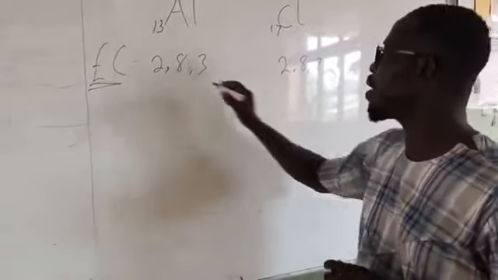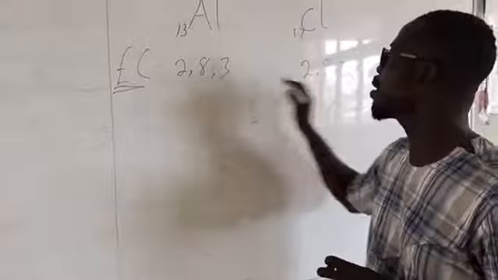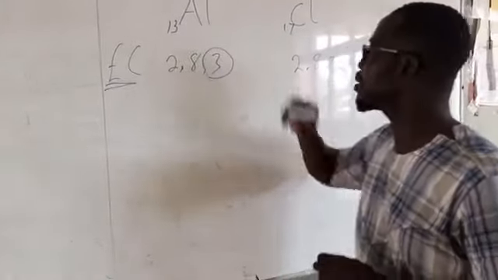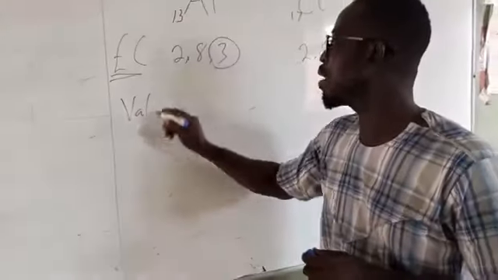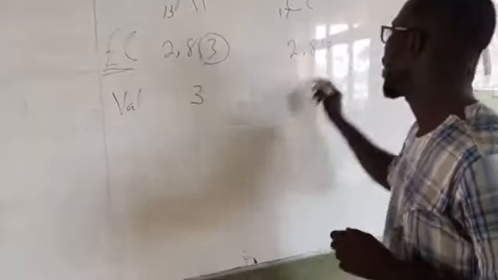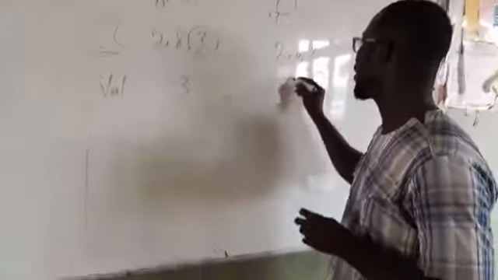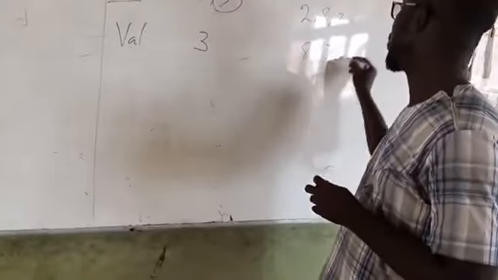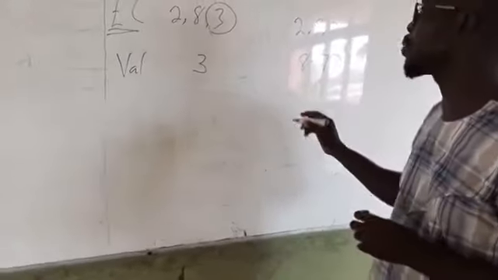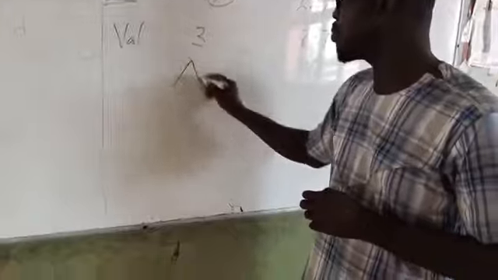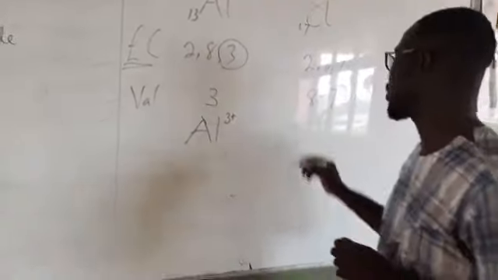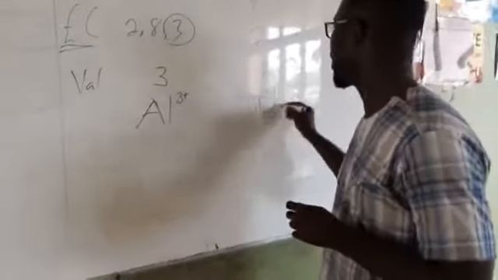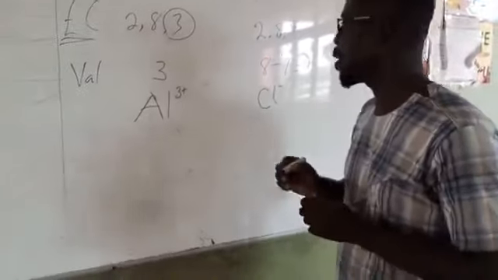We can find our valencies from our electron configuration. Here, it satisfies the first rule, so our valency is 3. And then here our valency is 8 minus 7 equals 1. So aluminium has a valency of 3, it's plus. And then chlorine here has a valency of 1.